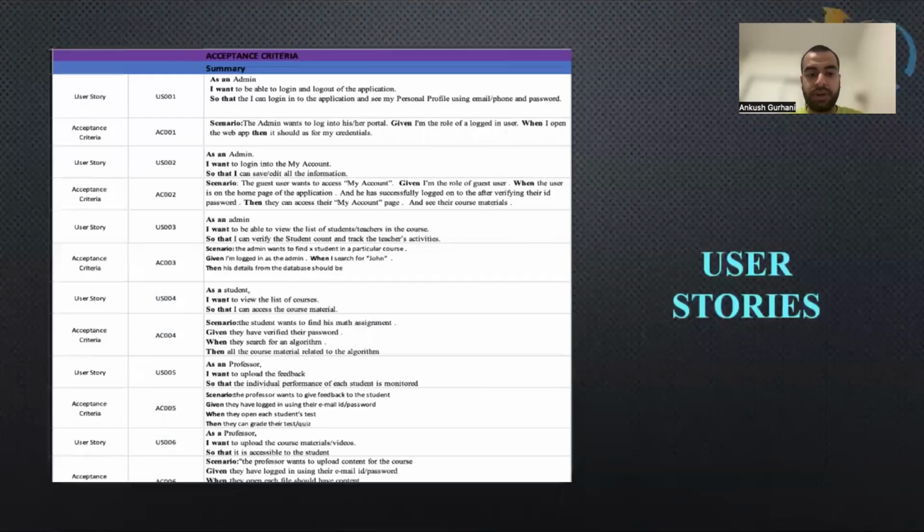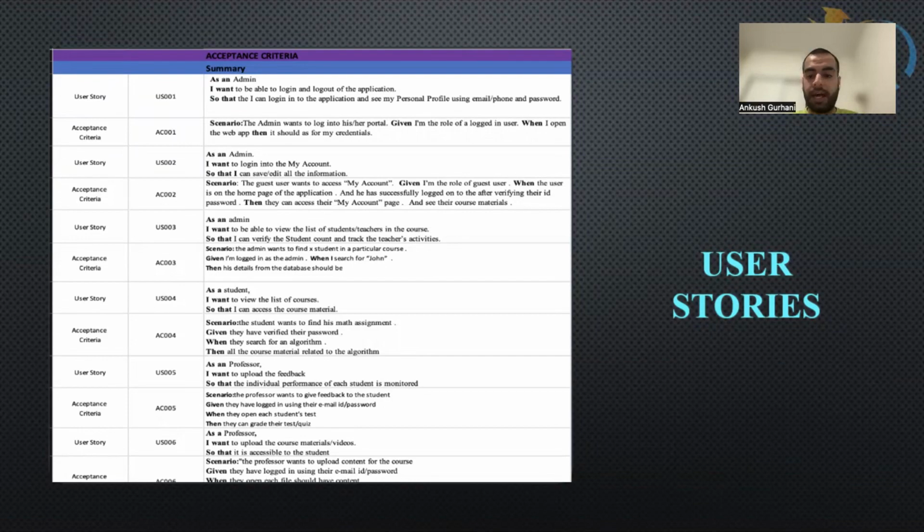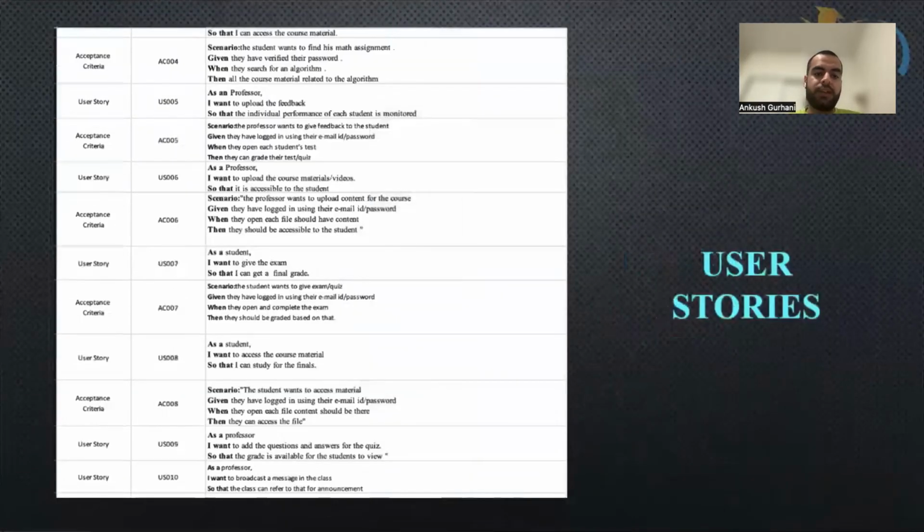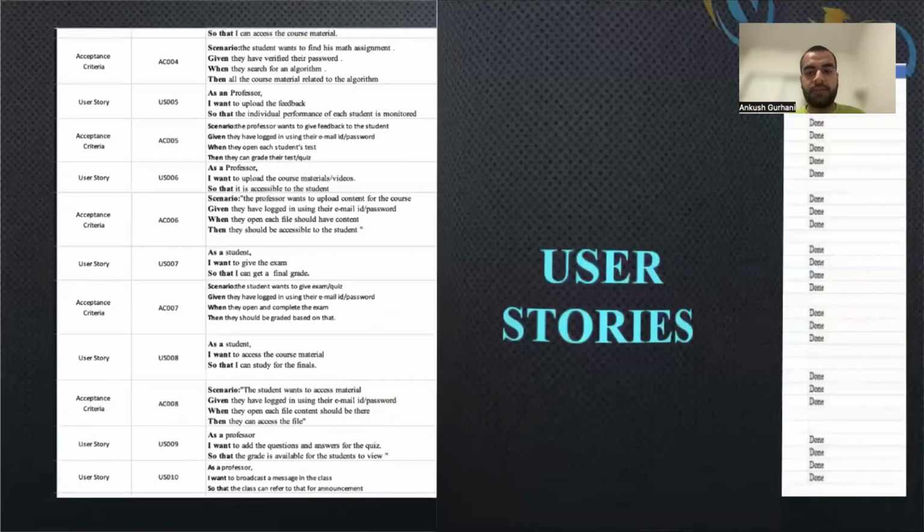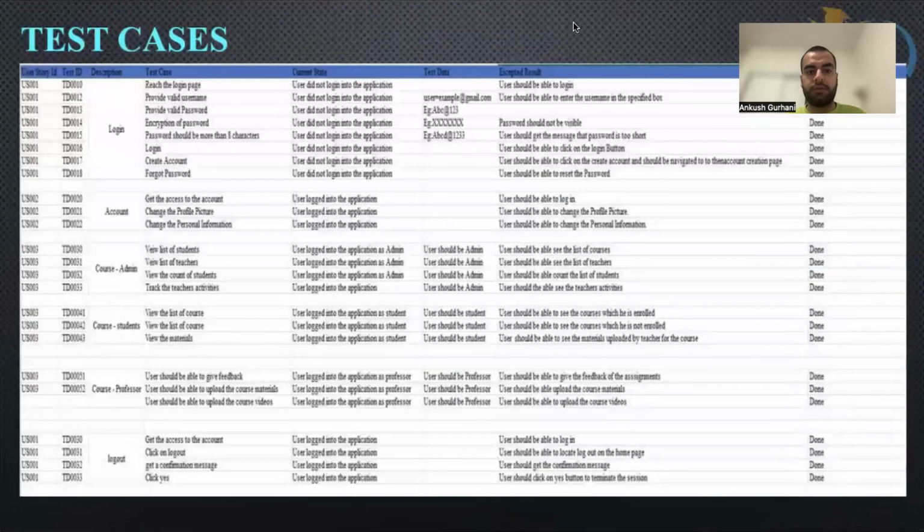These are the user stories that we have completed, along with their acceptance criteria. These are 6 of them, and the rest of them are on this page. The next slide will be explained by Shravani. So Shravani, over to you.